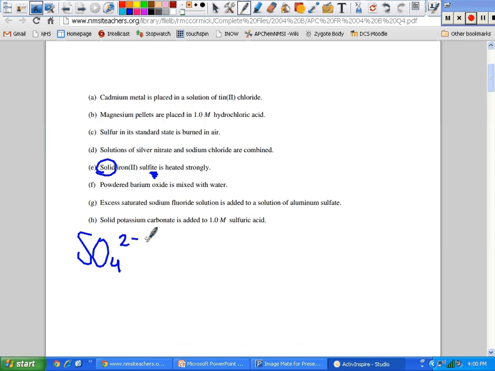FeSO3. Again, this is sulfite. Is heated. So what's going to happen to it? It's going to dissociate or decompose. And again, if you want to put that in there, that little triangle tells you it's going to break up. This is one of those other weird ones.